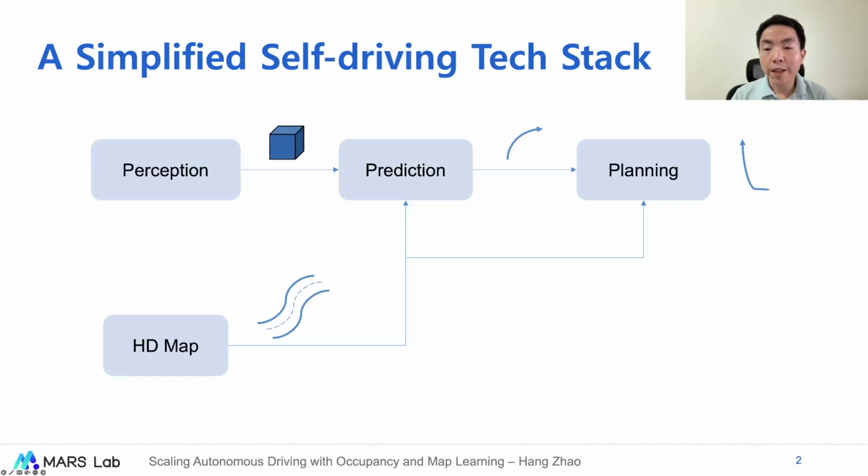Let's first take a look at a simplified version of the self-driving technology stack. The perception module outputs dynamic object 3D bounding boxes, and the high-definition map module retrieves lanes and traffic light information based on high-precision localization. The 3D bounding boxes and high-definition map elements are then fed into the prediction module for trajectory prediction. And finally, our self-driving car plans its trajectory based on the observations and the forecasts.